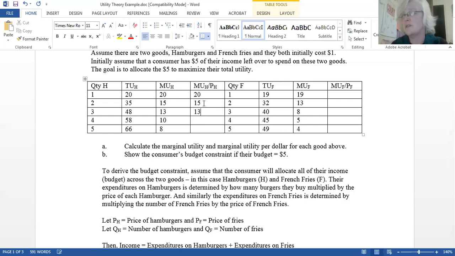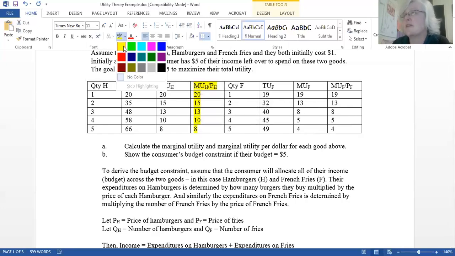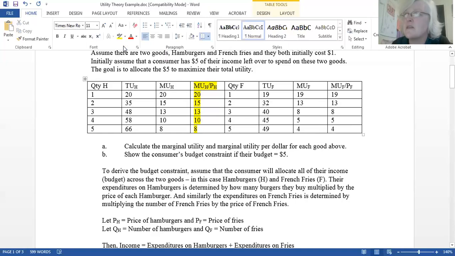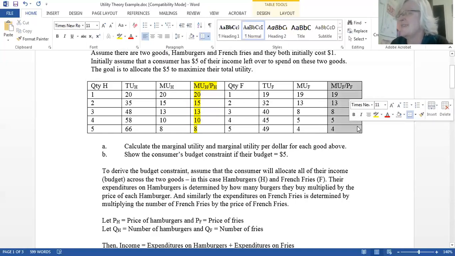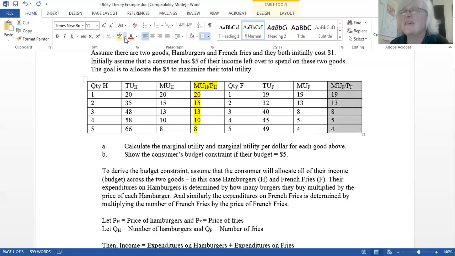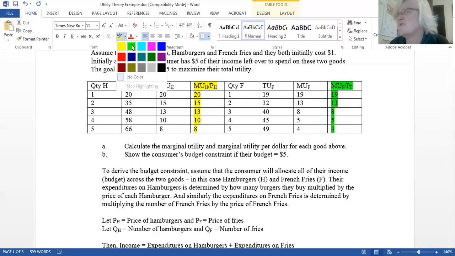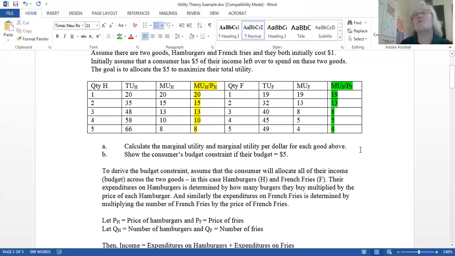But 13, 10 divided by 1, 8 divided by 1. I go over here, 19 divided by 1, 13 divided by 1, 8 divided by 1. 5 divided by 1 and 4 divided by 1. All right, so let me highlight these. And in fact, let's see if I can color these. And this guy, let's make that one yellow. Kind of wanted the whole thing yellow. Anyways, that'll work. And these guys, let's make these guys green. Okay, so there we go. This is what we're going to be looking at.